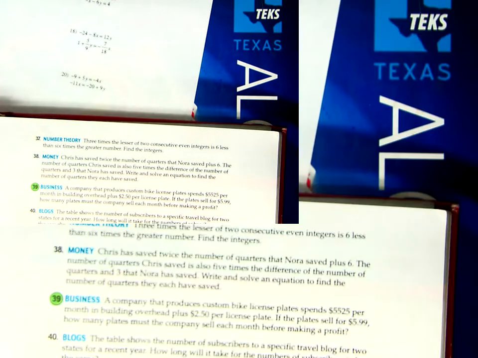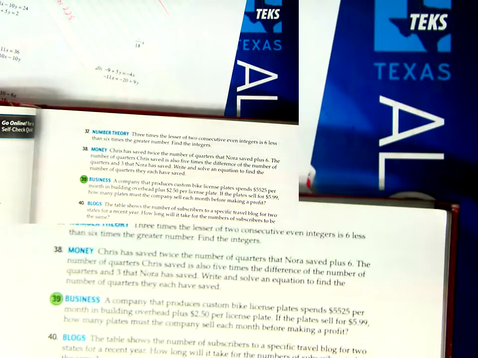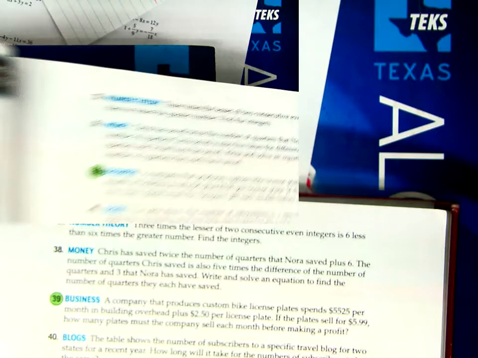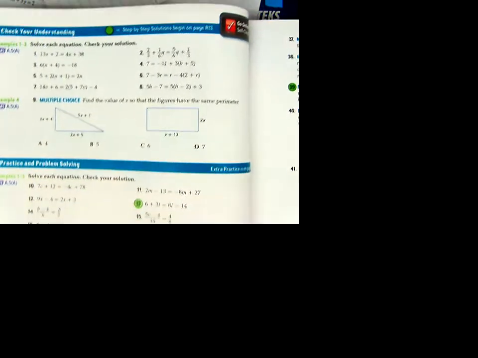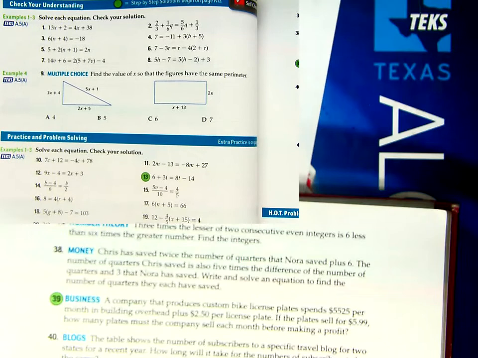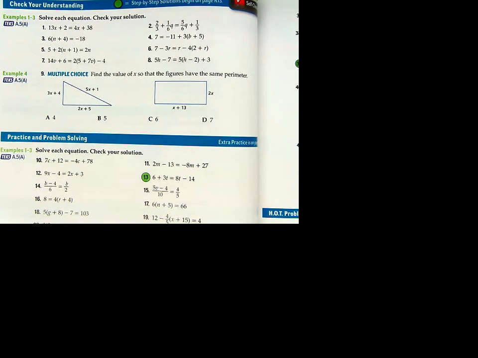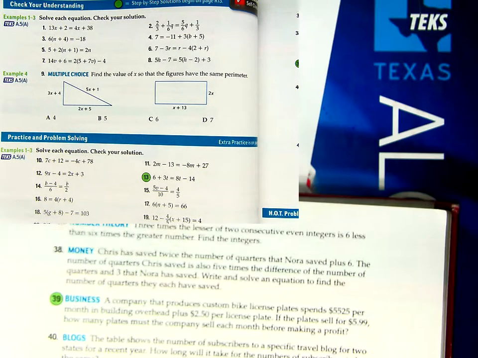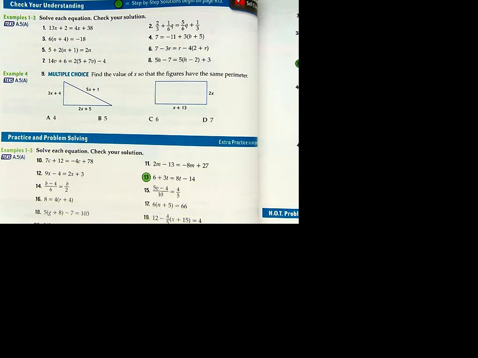All right, on page 100, we have some equations with variables on both sides. So let's work through some examples, and I'm going to do the positive numbers.